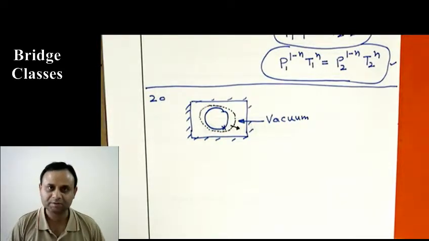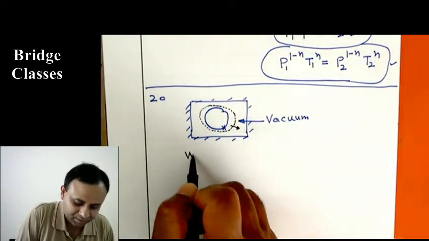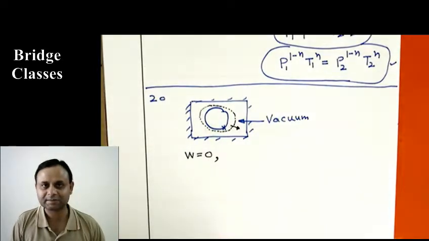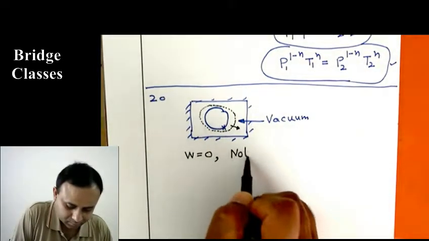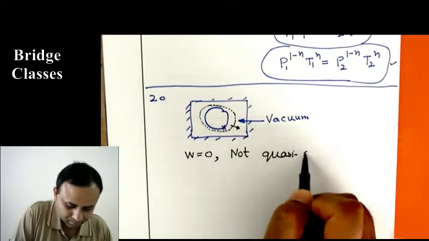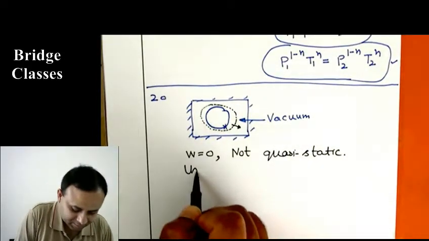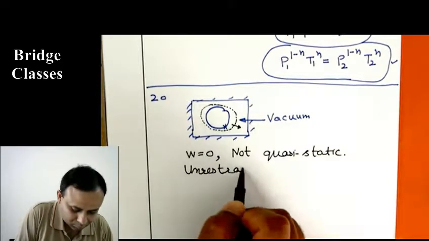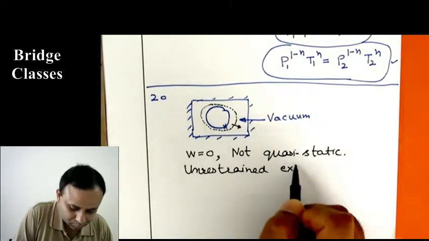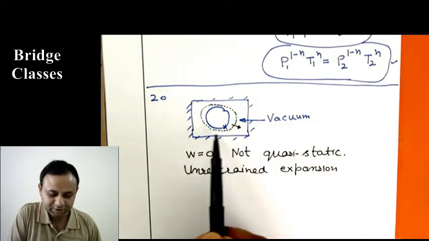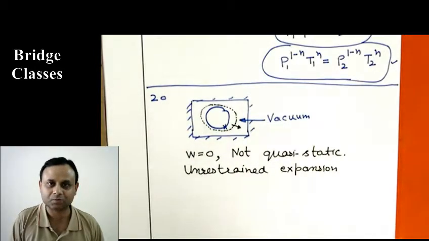Okay, so you may wonder, volume is increasing and there is some pressure, so it is doing some work on the surrounding. Actually that is not true. There is no work being done on the surrounding. This is not a quasi-static process, this is unrestrained expansion. So this gas is expanding and there is no pressure here, there is vacuum. So there is nothing that is opposing it.